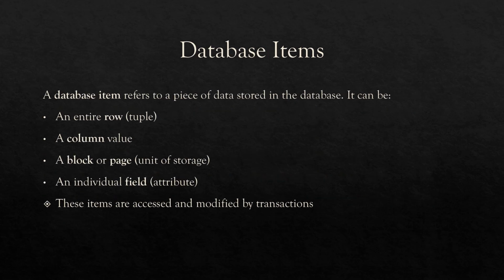Next, the second one is database items. What is a database item? A database item refers to a piece of data stored in a database. It can be an entire row or entire column value, a block or a page, or an individual field. These items are accessed and modified by transactions.